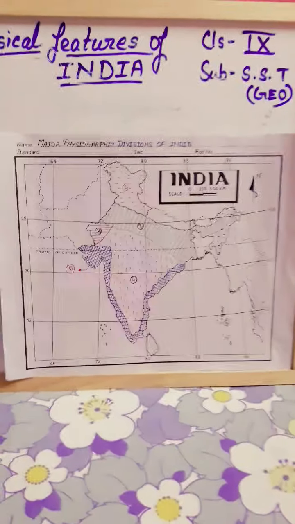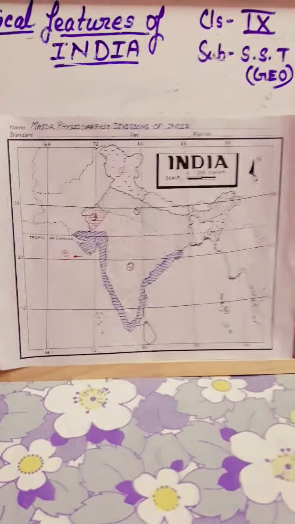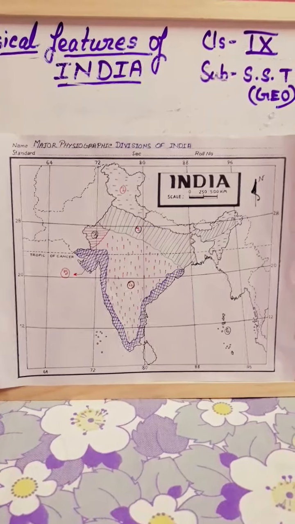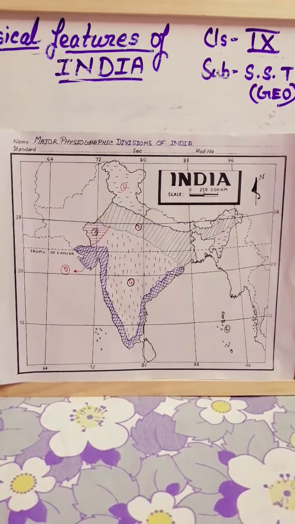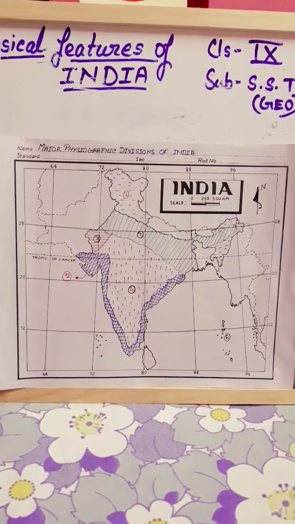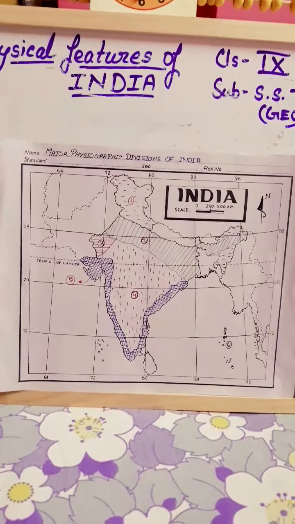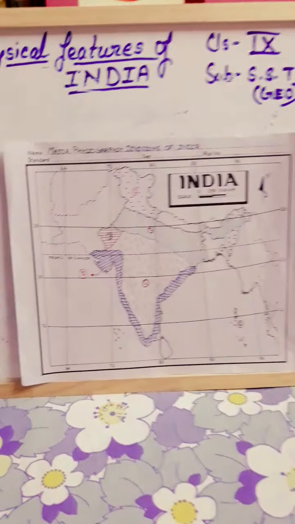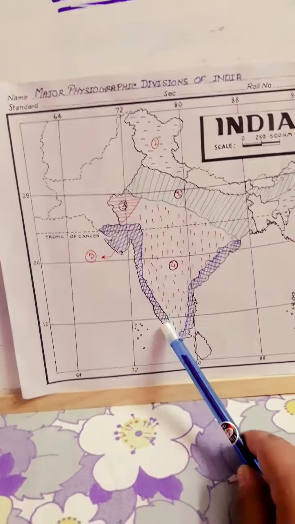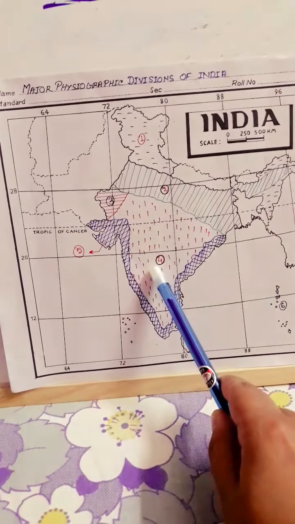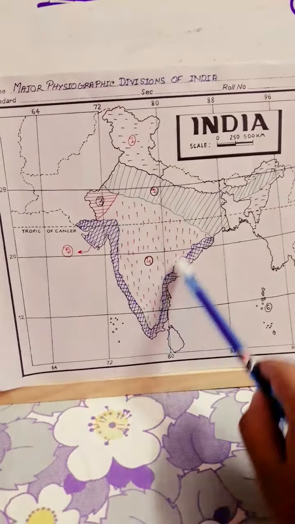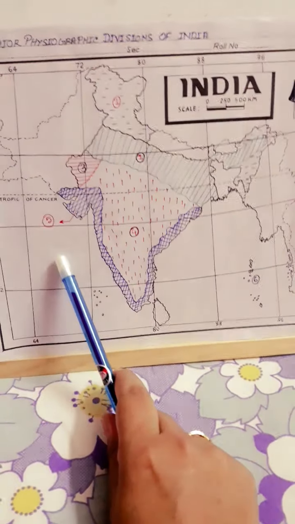Okay, so let us start. Everybody follow this map. Actually, the land of India displays a great physical variation. Geologically, the lower portion of India is known as the Peninsular Plateau, because you know that a peninsula is a region which is covered by water from three sides.